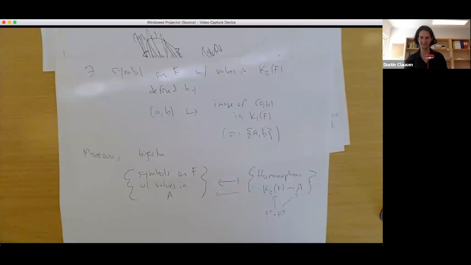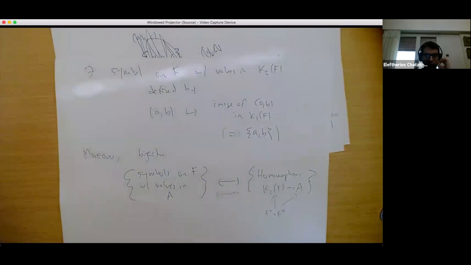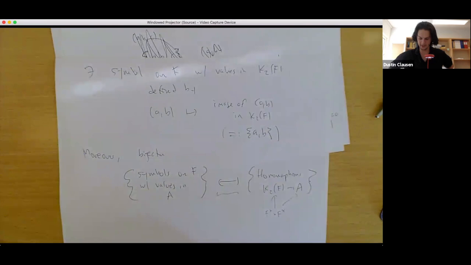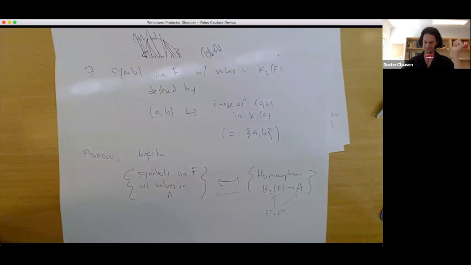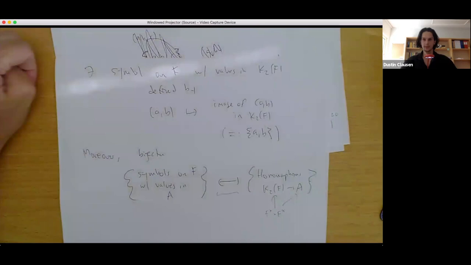So this universal thing in the name, does it come from this universal property that you mentioned for the homomorphism? Is this the universality it refers to? Yes, indeed. It's the initial object in some category. You can make a category of symbols on a fixed field F, where the morphisms are given by homomorphisms of target abelian groups, and K2F is the initial object in that category. So it satisfies a precise universal property, if you like the category theoretic terminology. Thank you. Yes, Paul?